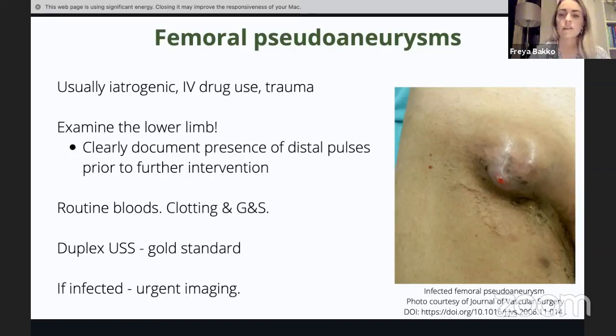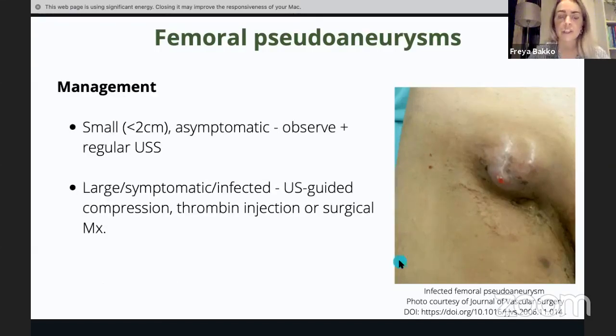Otherwise, pseudoaneurysms can be managed with a watch and wait approach. So if they're small, around 2 centimeters or less, and they're asymptomatic, you might do regular ultrasounds as an outpatient and observe, and the patient may find that the pseudoaneurysm actually resolves by itself.